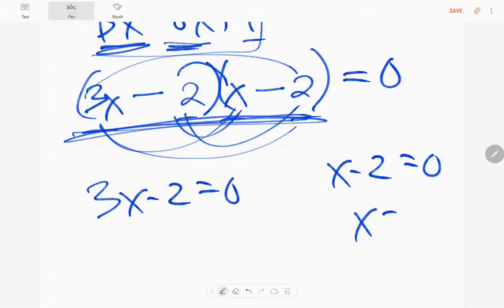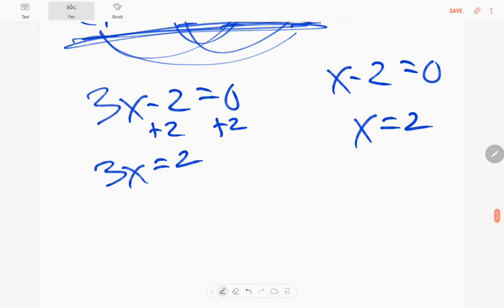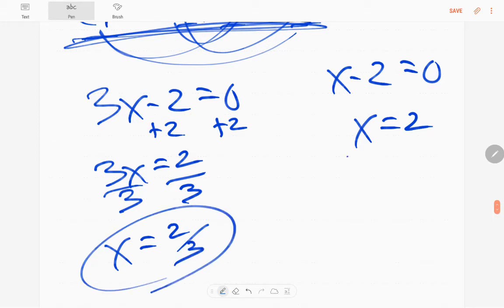Well, the second one's easy. I get x equals 2. On the first one, I probably want to add 2 to both sides, and then divide by 3. So I get 2/3. So here are the two possible answers. Now let me just tell you that it is possible to get extraneous solutions in rational equations. You have to make sure that you're not dividing by 0. If you divide by 0, you have to throw the number out. And I suspect that 2 is probably extraneous.